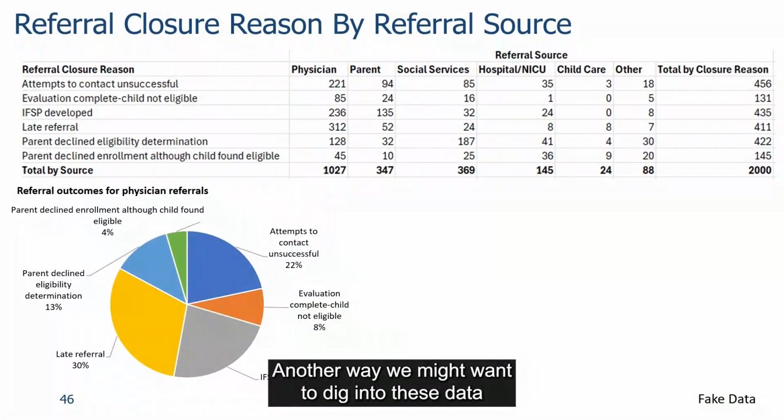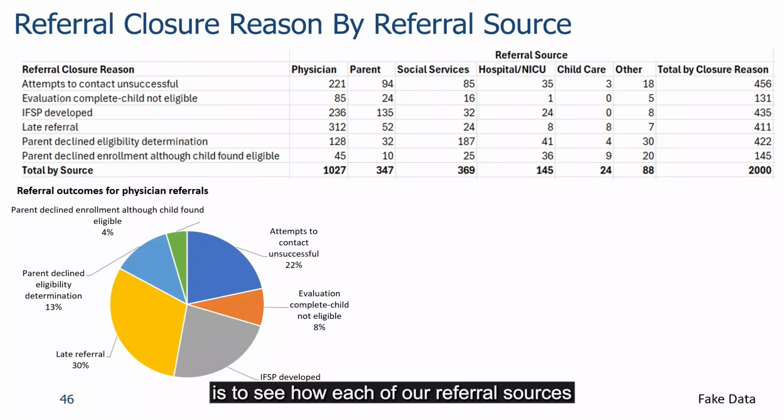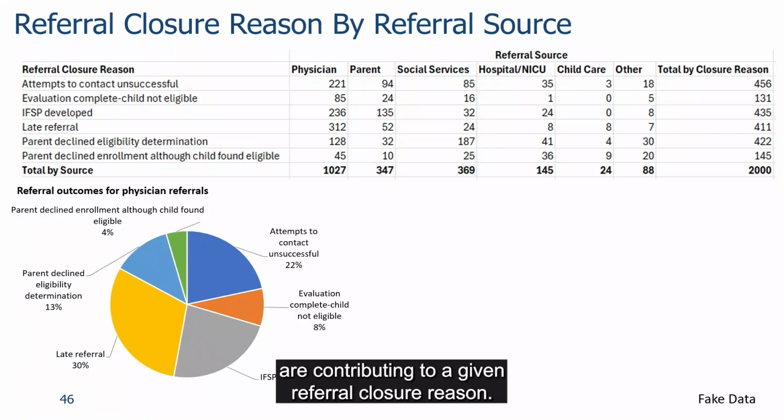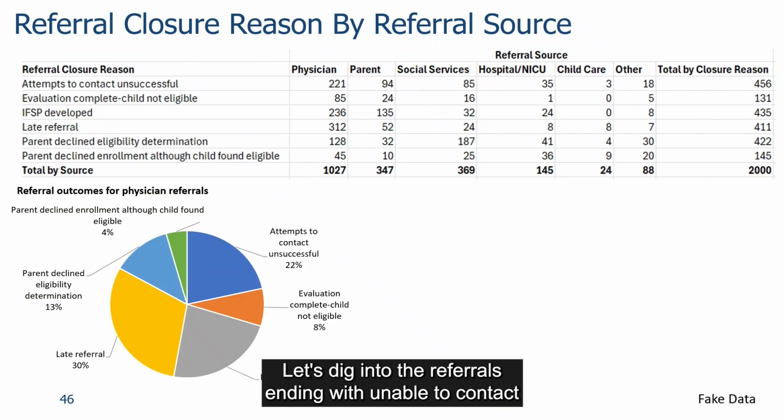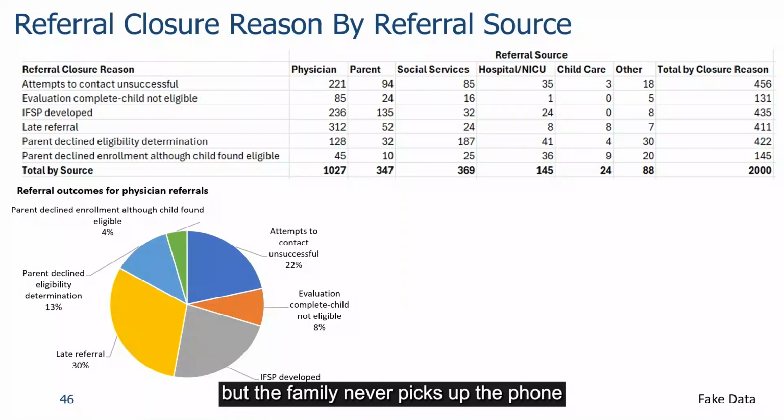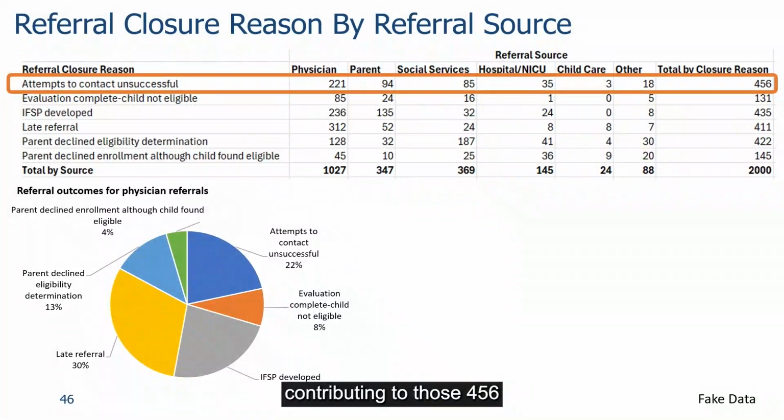Another way we might want to dig into these data is to see how each of our referral sources are contributing to a given referral closure reason. Let's dig into the referrals ending with unable to contact, where a referral is made but the family never picks up the phone or you're otherwise not able to get in touch with the family. So how is each of our referral sources contributing to those 456 attempts to contact unsuccessful?